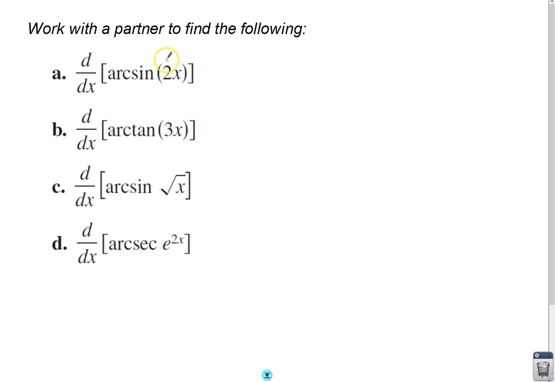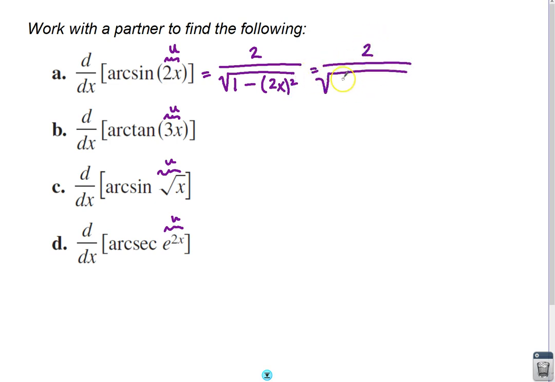Now we're going to pretend, like we're going to say that this represents u. This is u. This is u. And this is u. Okay, so we're going to use all those rules we just had on the last page. So arc sine is always u prime, so 2 over the square root of 1 minus u squared. So 2x quantity squared. So this simplifies to 2 over square root of 1 minus 4x squared.